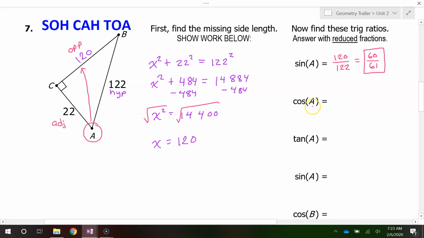Anyway, cosine is adjacent over hypotenuse, so that'll be 22 over 122. Okay, well, both of these are even. I'm going to try to do this by hand. Both of these are even, so that means they're both divisible by 2.